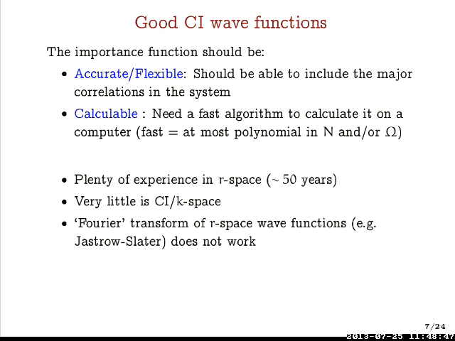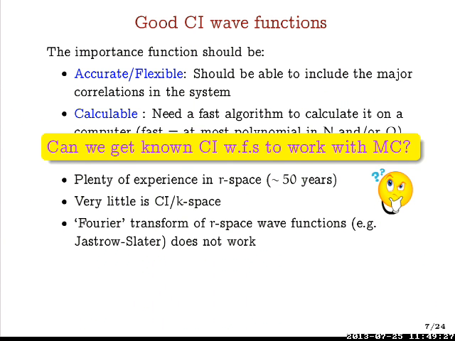In R space, we have exquisitely accurate importance functions. In CI space, this hasn't been done, so we're just starting to do this. We don't have a lot of experience on how to write down these wave functions. One important point to note is that if you just take an R space wave function, like a Jastrow-Slater, and you just say, okay, I'm going to do a Fourier transform of the Jastrow, in momentum space or in CI basis, it doesn't work. It gives a horribly complicated thing which is very difficult to sample. Okay, so you cannot just do that. But we do know that there are certain wave functions which work quite well in CI. The question is, can we get them to work in the Monte Carlo algorithm as our importance function? Can we sample them efficiently?